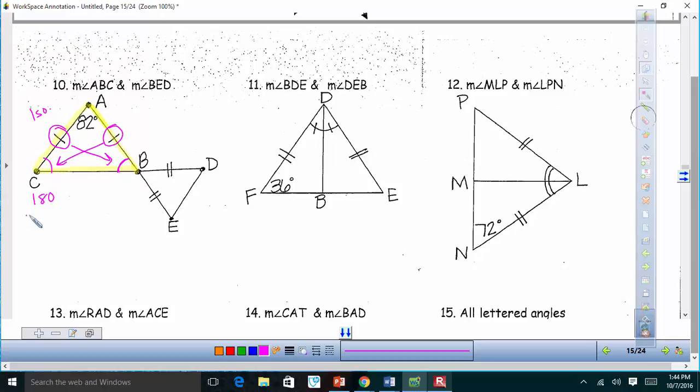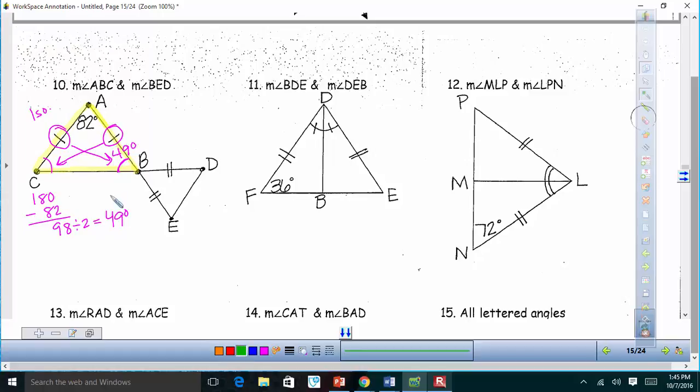We do 180 minus 82, which would give me 98. I would then divide that by 2 because I only want one of them, and 98 is the sum of both of them. So when we divide that, we would get 49 degrees. So this angle right here is 49 degrees.